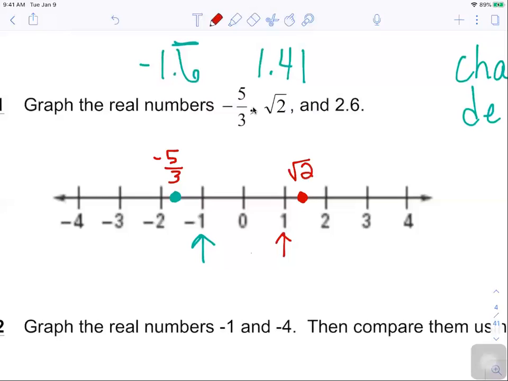And then the last one is 2.6. So I'm going to go past 2 because it's beyond 2, a little bit beyond 2, but not quite 3. And I'm going to write 2.6.